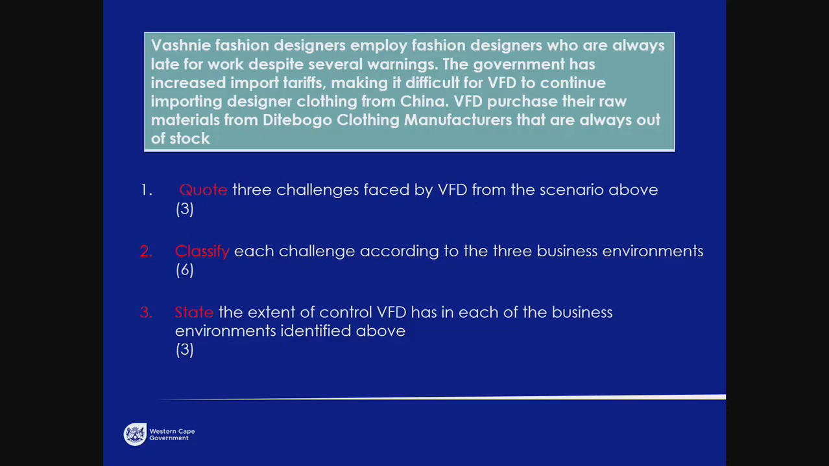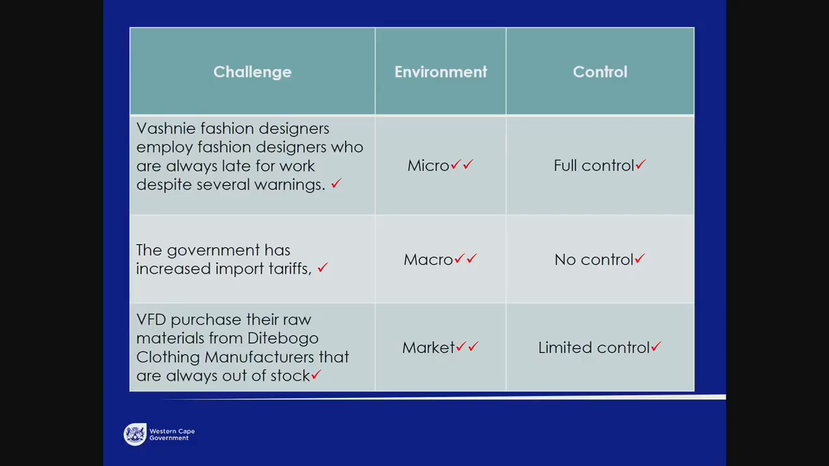Now, guys, classify doesn't necessarily mean that I have to explain it. I just have to say which environment it falls in, because that is what classification means. But it's an application, and therefore it's 2 marks. And the last one, again, state the extent of control, and that is only 3 marks. Now, guys, in this question, it was asked that you draw this table beforehand. So there is the table.